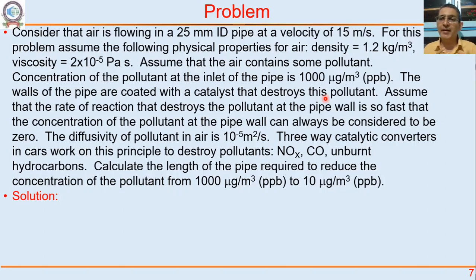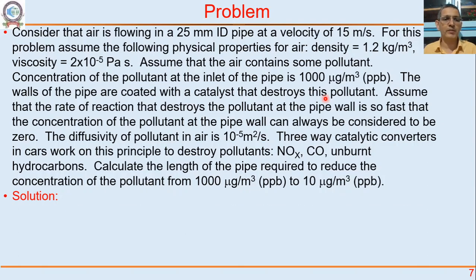So three-way catalytic converters work on this principle. They destroy the pollutants, NOx, carbon monoxide, and unburnt hydrocarbon. Okay, what I would like you to calculate is the length of the pipe required to reduce the concentration of pollutant from 1000 micrograms per meter cube to 10 micrograms per meter cube. Solve this problem. Think about how you're going to solve it. Okay. Pause the video, think.